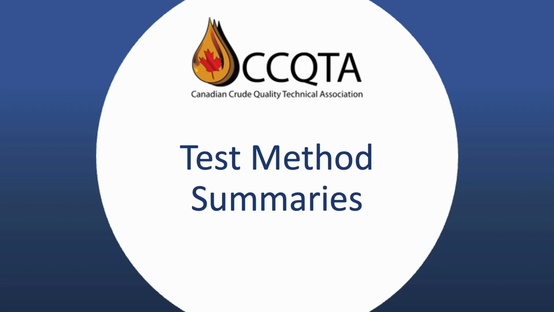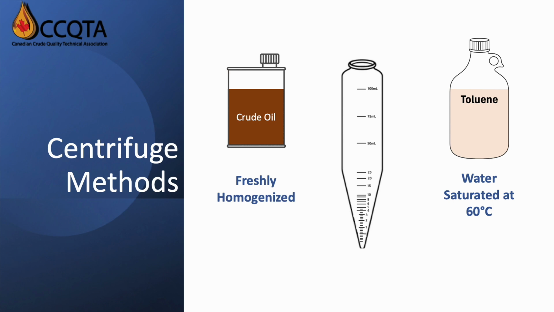I showed you 6 different test methods, but they can all be combined into 3 categories: centrifuge, Karl Fischer, and distillation. Let's start by summarizing the centrifuge method. The centrifuge methods are the most commonly used for both production, water cut, as well as custody transfer applications.